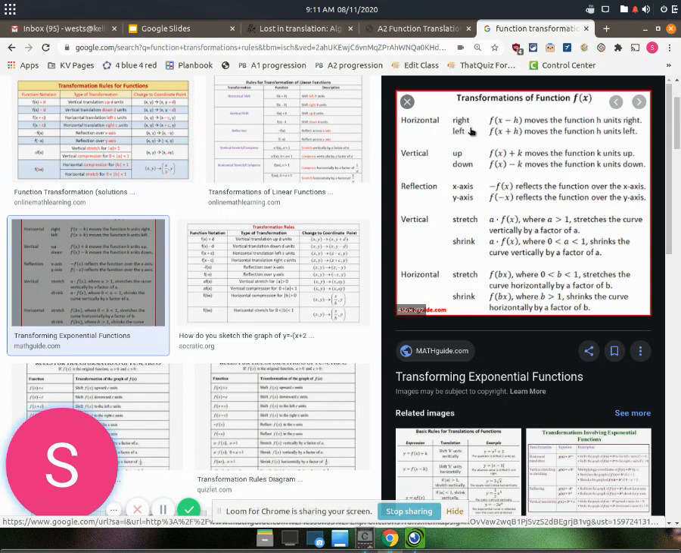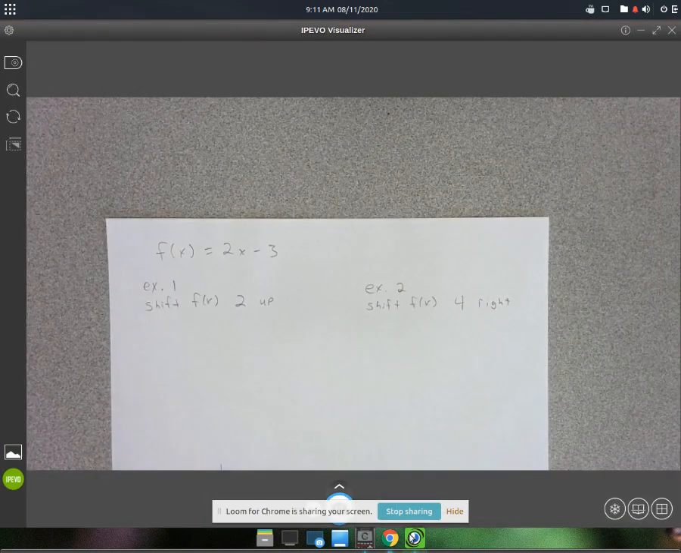Like I said, if you want to move something up or down, you do it to the outside of the parentheses. And if you want to move it left or right, you do something to the inside of the parentheses, okay? You see here, if you subtract, it moves it right. If you add, it moves it left. If you add on the outside, it moves it up. If you subtract, it moves it down, okay? So here's my examples. All right.